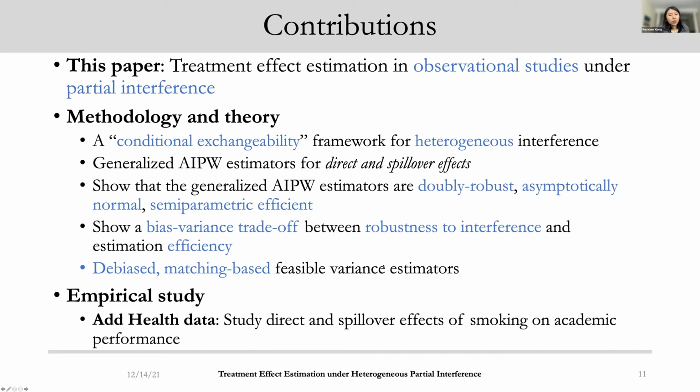Furthermore, to use our results in practice, we seek to provide feasible variance estimators. The conventional plug-in estimator is biased, and I will explain the reason in detail in the main results section in today's talk. But at a high level, we correctly quantify the bias, and we use the idea of matching and provide the debiased matching-based feasible variance estimator. We show that these feasible variance estimators are consistent.